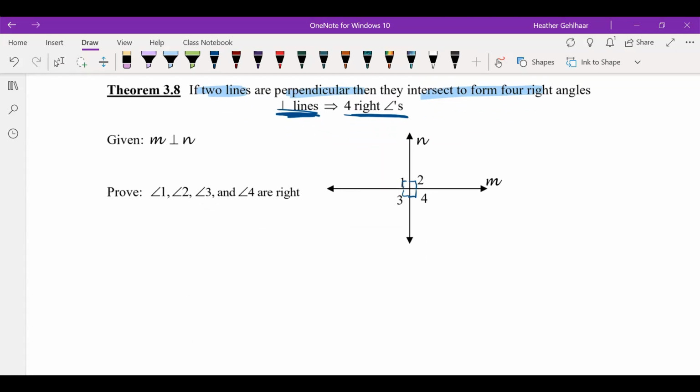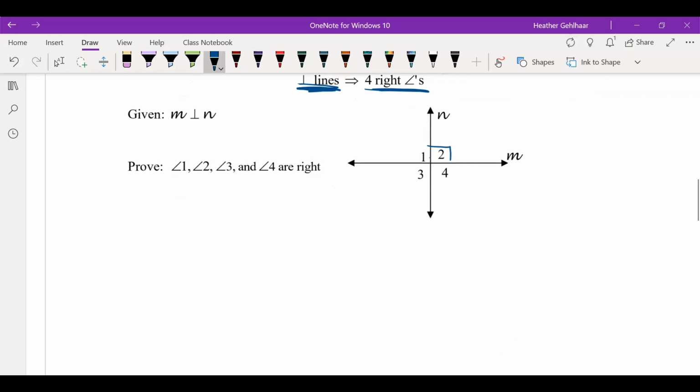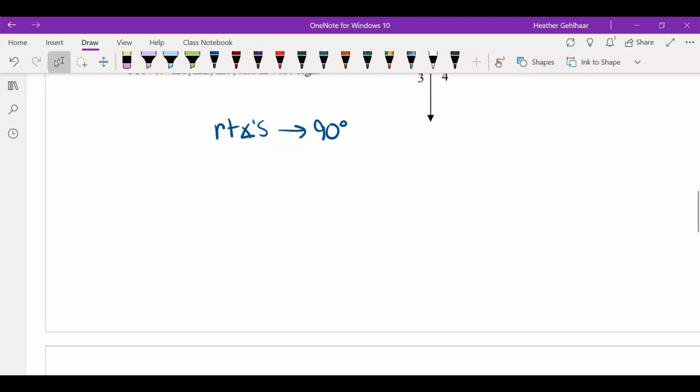I will never draw a box because it looks very confusing. I'll usually just write one of them there. But whenever you have the 2 lines intersect, it'll make all 4 of those right angles. And then we know right angles implies 90 degrees. So then we can say all of those are equal to 90 degrees.